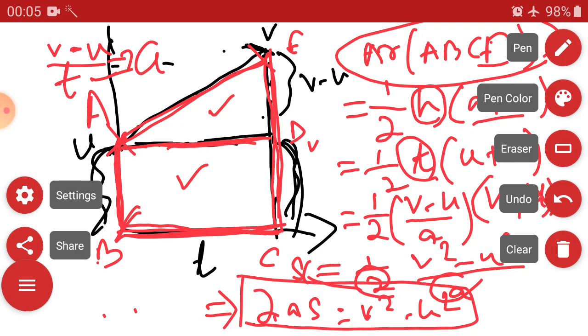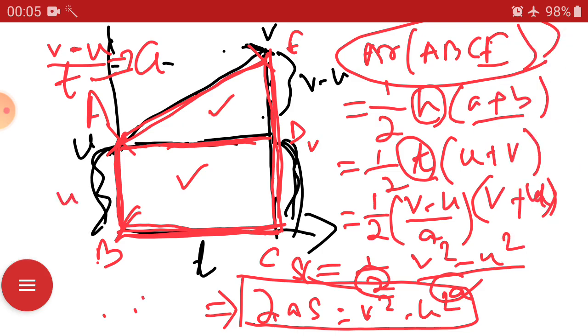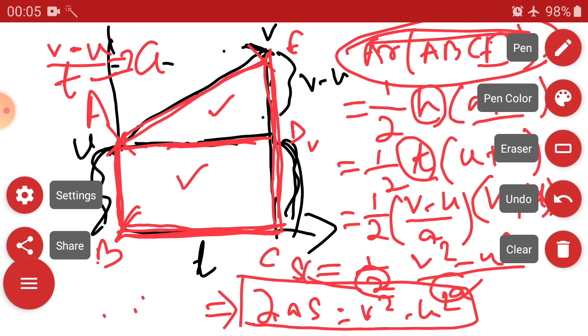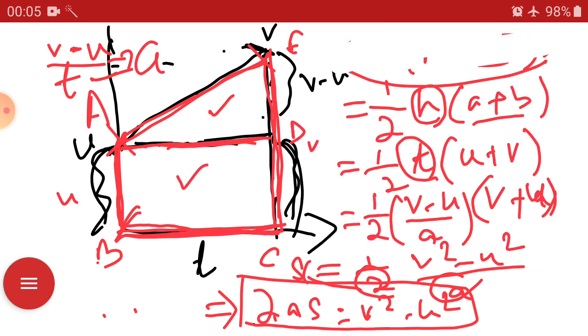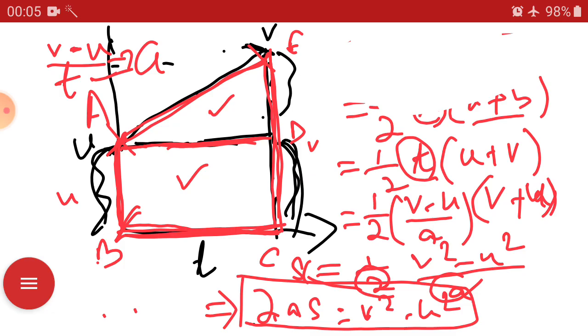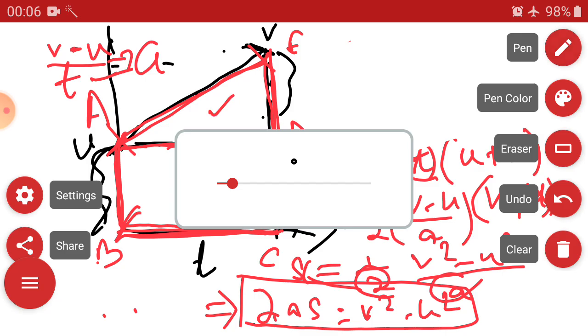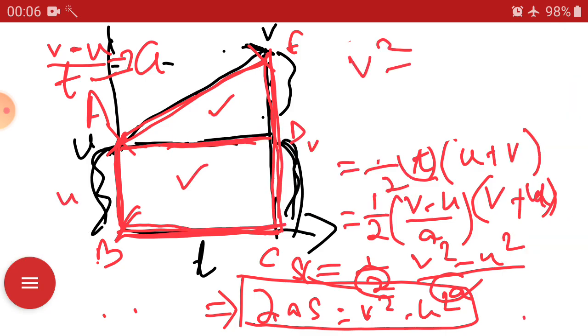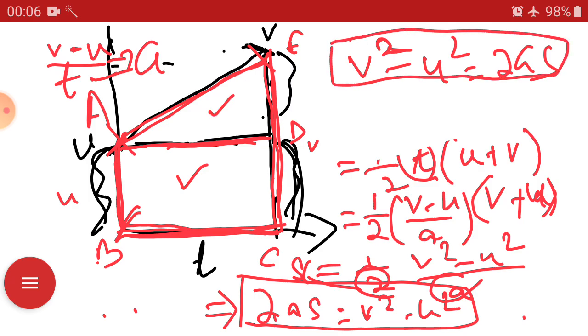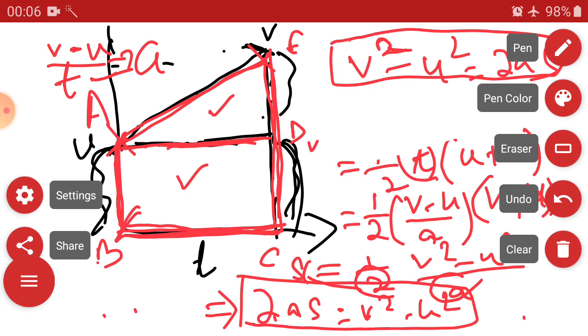Let me write clearly. So what is the equation we got? The equation we got is v square minus u square is equal to 2as. Okay, v square minus u square is equal to 2as. So this is your second equation, let's say. So now we'll discuss the final equation, or the third equation.